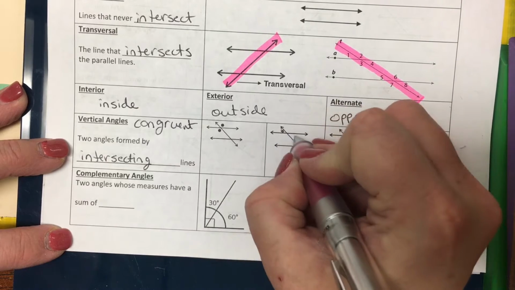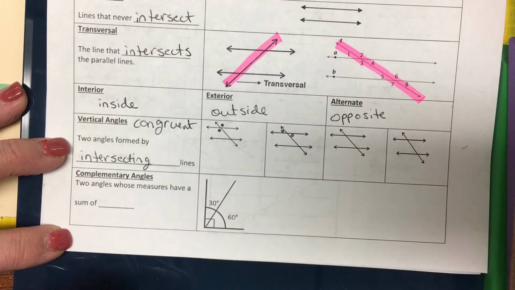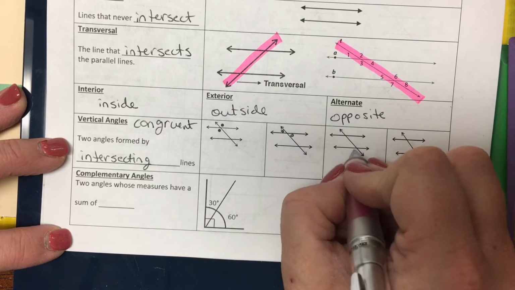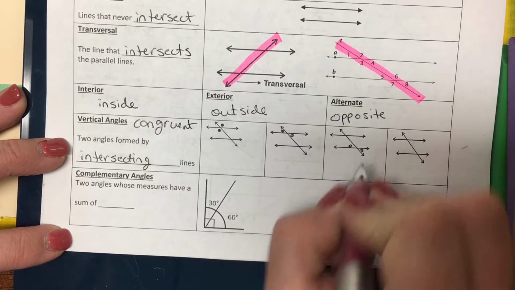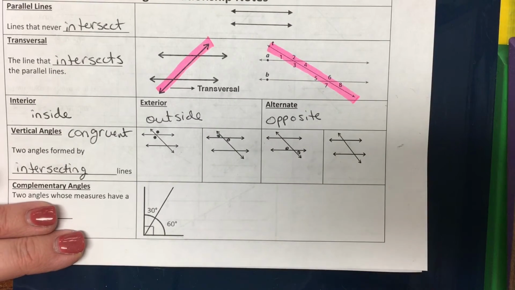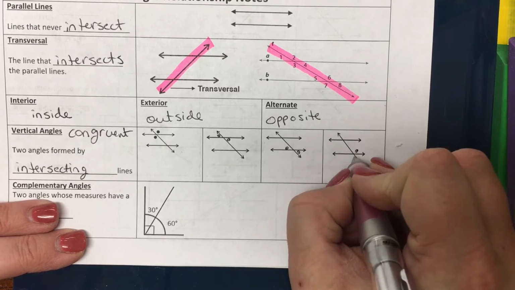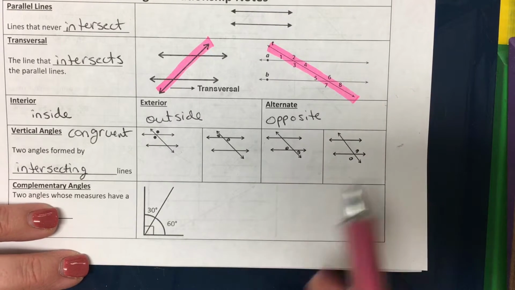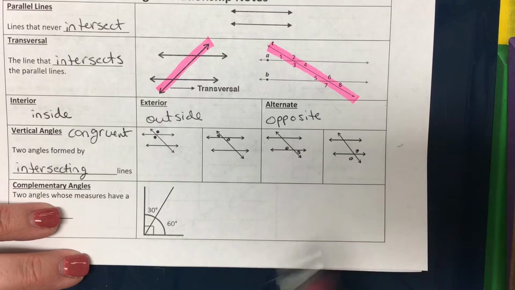I could use these 2 angles. Those are also vertical angles. I could use these 2 angles. Those are vertical angles. I could use these 2 angles. Those are vertical angles. They're all formed by these intersecting lines.